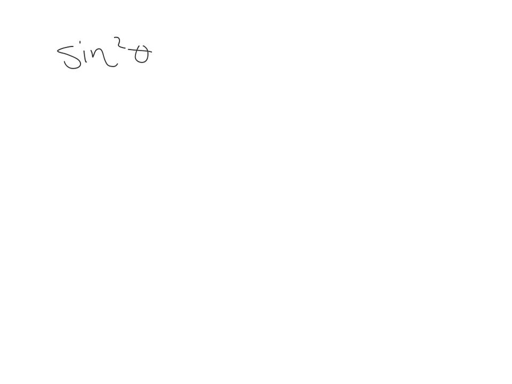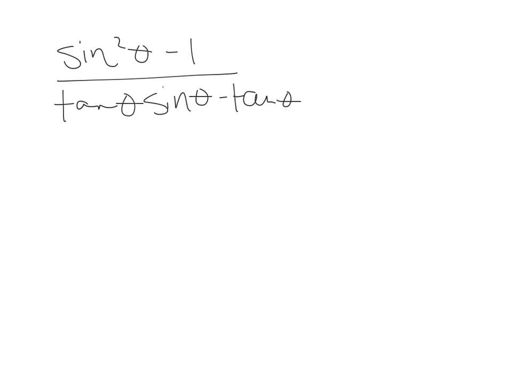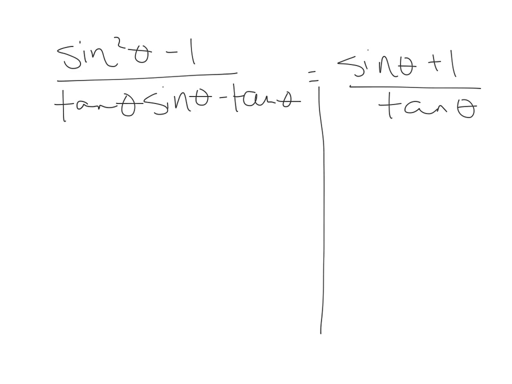Sine squared theta minus 1 over tangent theta sine theta minus tangent equals sine theta plus 1 over tangent theta. And remember that your goal here is to make the two sides look alike.